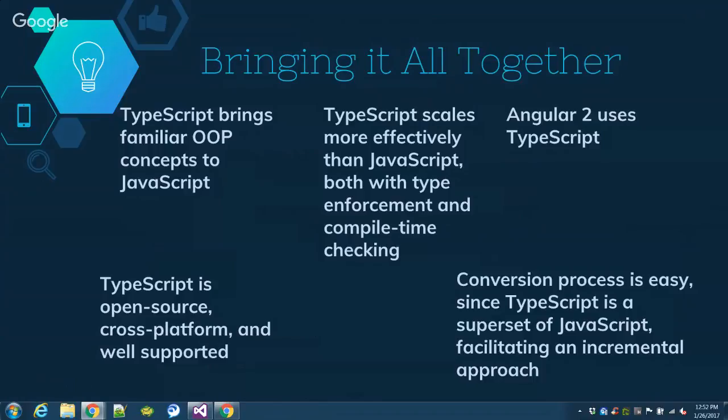The conversion process is easy. Again, it's a superset. So that means you have a raw JavaScript file and you just change the extension to a TS. It's still going to compile and run just fine. It's going to work. So if you only convert 1 or 2 files in your project to TypeScript, great. You can leave the rest as is. You can even rename them to TypeScript and start from there. So in terms of an incremental approach, it's very facilitative of that.